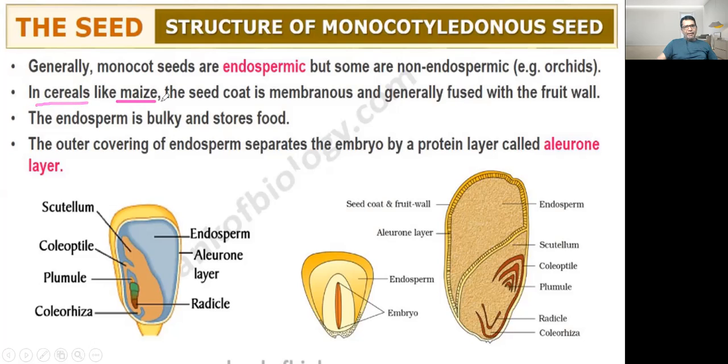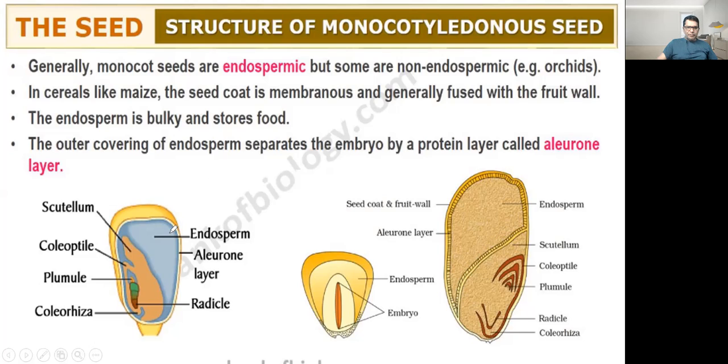In cereals like maize, the seed coat is membranous and generally fused with the fruit wall. This is the seed coat and this is the fruit wall. The endosperm is bulky and stores food. The outer covering of the endosperm separates the embryo by a protein layer called the aleurone layer. This is the embryo, separated by the aleurone layer.